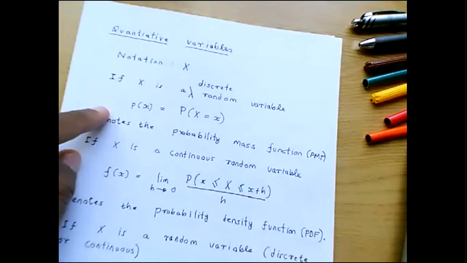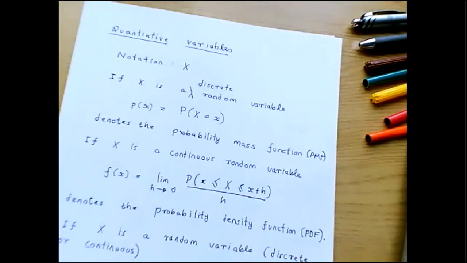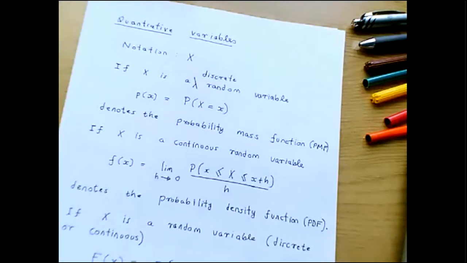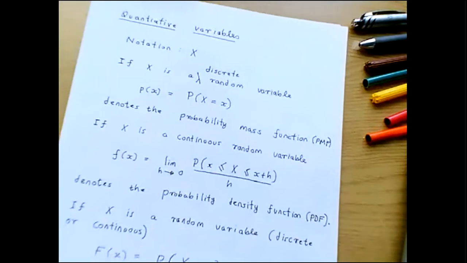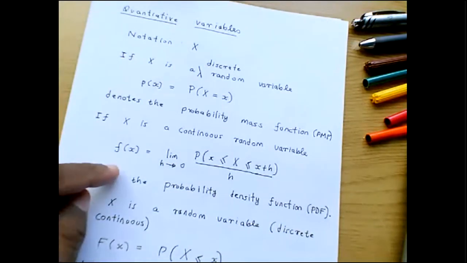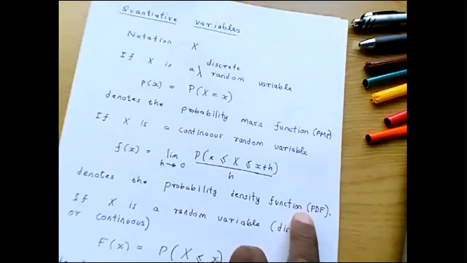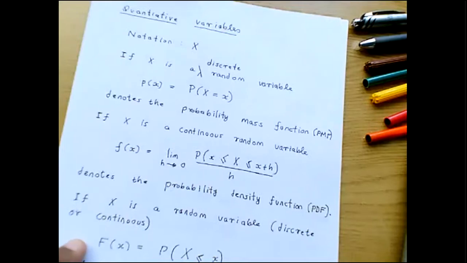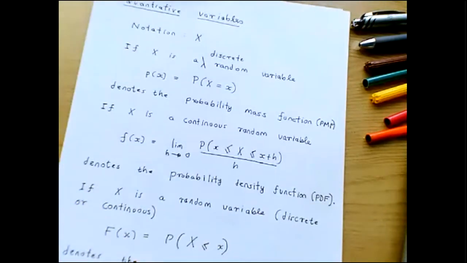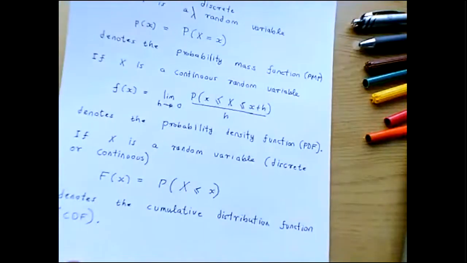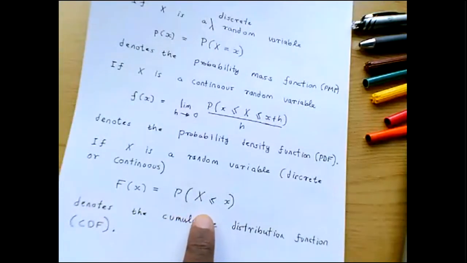variable, then its probability structure is defined by something known as the probability mass function, right, which is defined by this. And if X is a continuous random variable, then its probability structure is defined by something known as the probability density function, or PDF, which is defined by this. And then there is this cumulative distribution function, which is defined by this. That's for both discrete and continuous random variables, right?